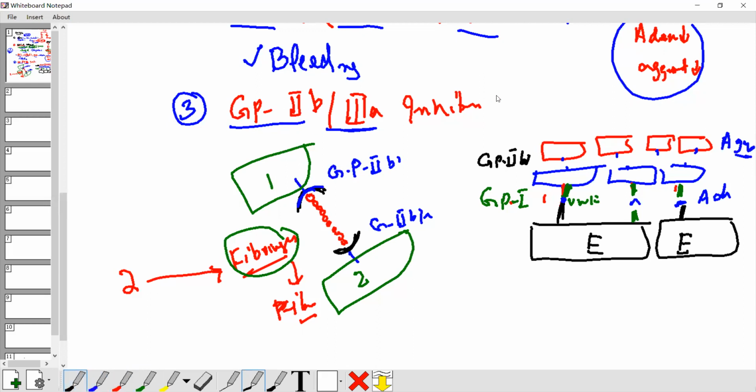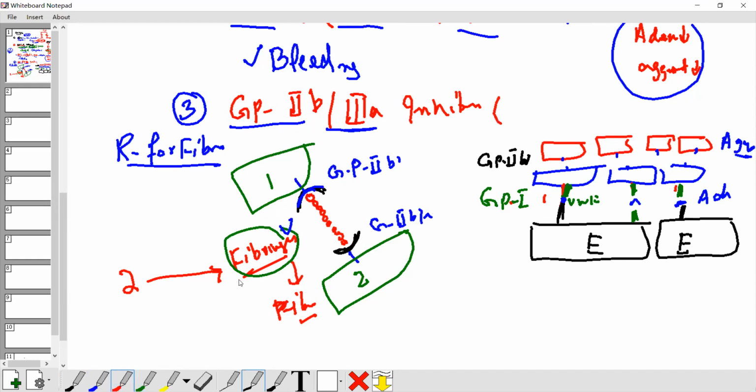So these inhibitors we can also call fibrinogen receptor inhibitors. Try to understand the name here. This is fibrinogen, and you can see these two glycoproteins attached with fibrinogen. Glycoprotein 2b3a is actually the receptor for fibrinogen, so fibrinogen receptor inhibitor is the same thing. They block the glycoprotein.